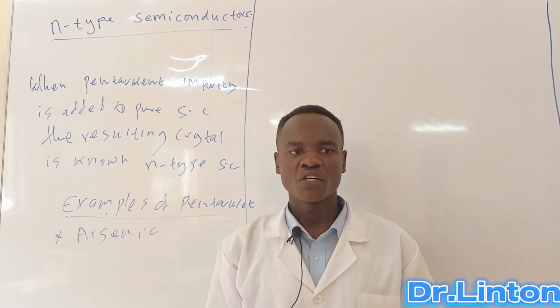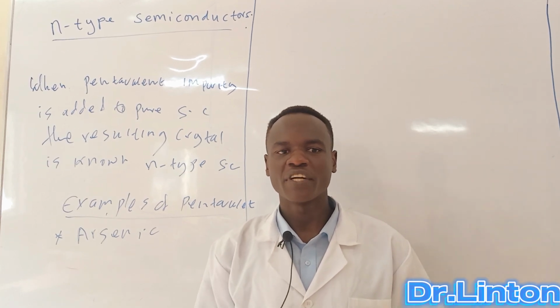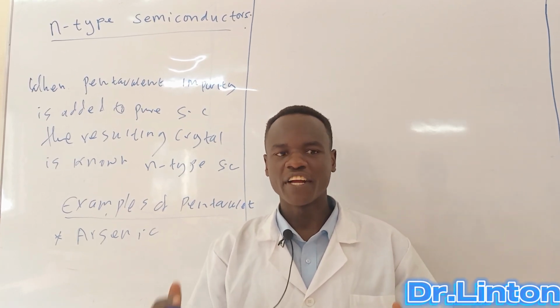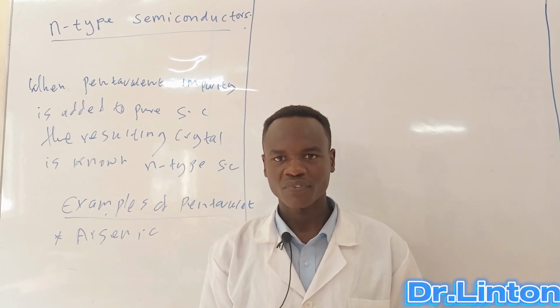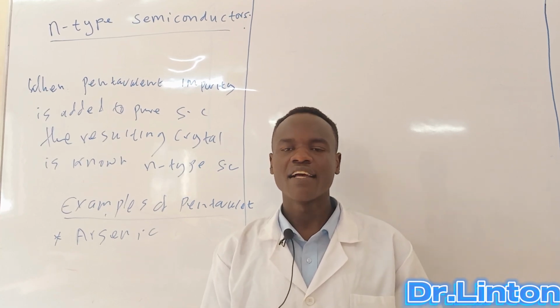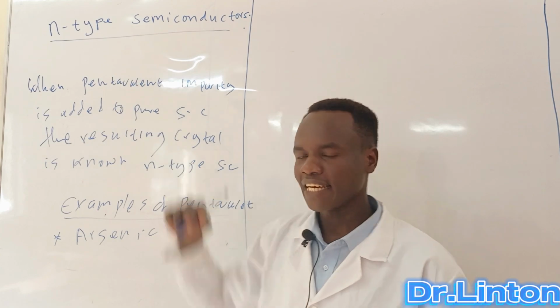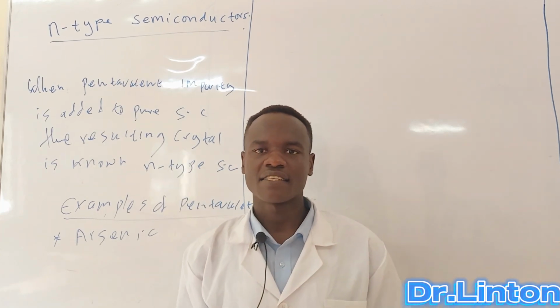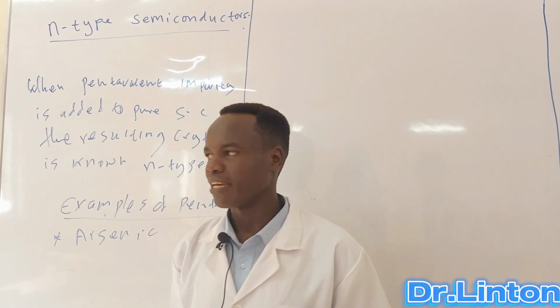Such impurities which produce n-type semiconductors are known as donor impurities. These donor impurities help in the formation of an n-type semiconductor. Let us see the formation of n-type semiconductor.